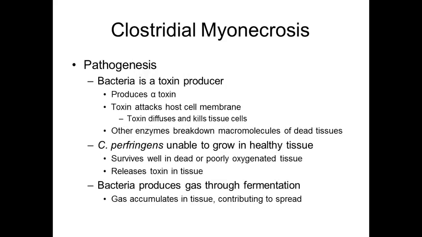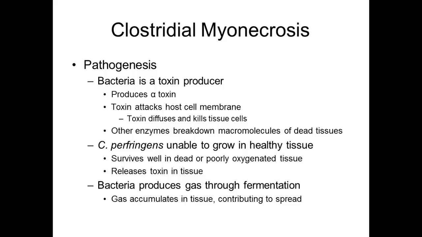When it does, as I said, lots of bacteria that are pathogenic are toxin producers, right? So this one produces alpha toxin. We've seen this before, right? It will destroy the cell membrane and kill the cells. And it'll also produce other enzymes that are going to break down the macromolecules of the dead tissue that's already dead. So it grows in the dead tissue, but then it's going to create even more death, right? So it's going to spread.